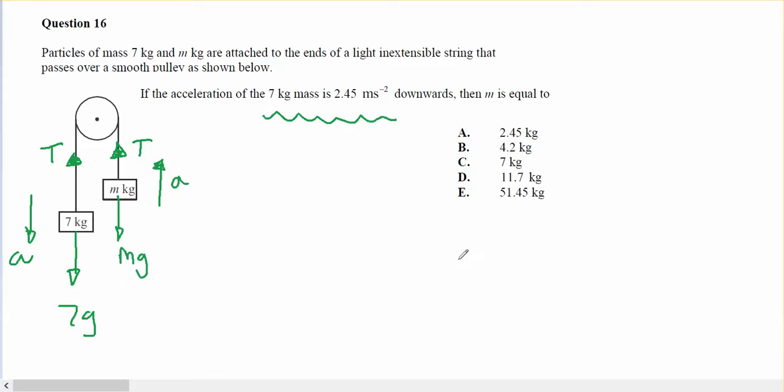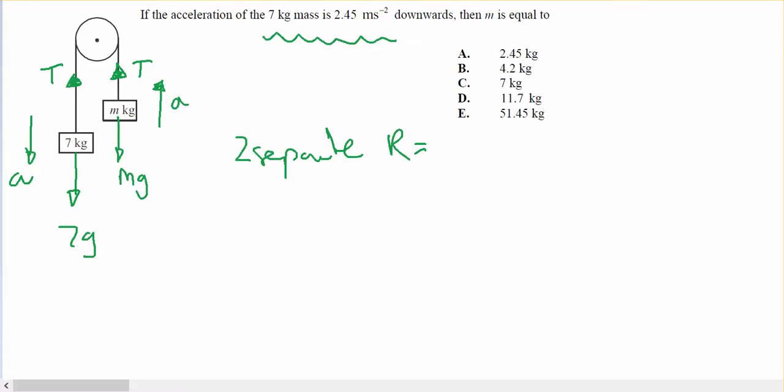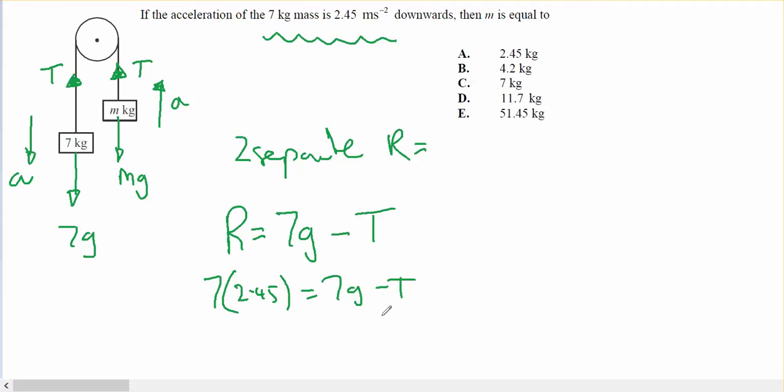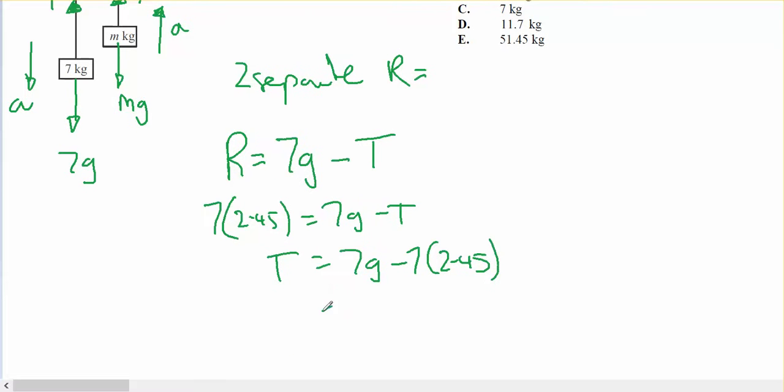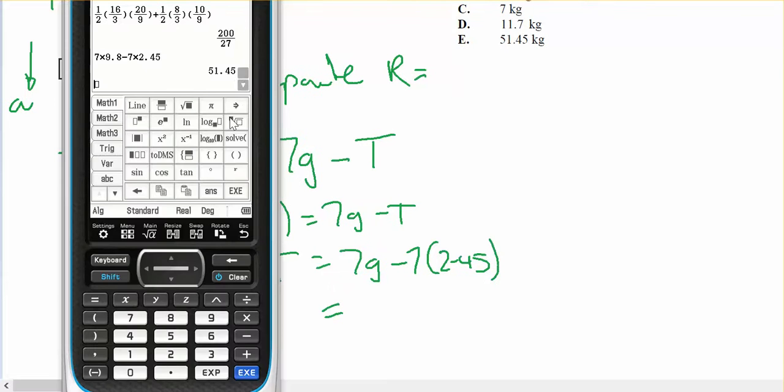Find the mass. Okay, I'm going to do two separate resultant force equations. For the 7 kilogram, R, which equals anything in the direction of motion, which is 7g, minus anything in the opposite direction, which is T. That's going to be 7 times a, which is 2.45, equals 7g minus T. Therefore, T equals 7g minus 7 lots of 2.45. Therefore, T equals, on my calculator, 51.45.